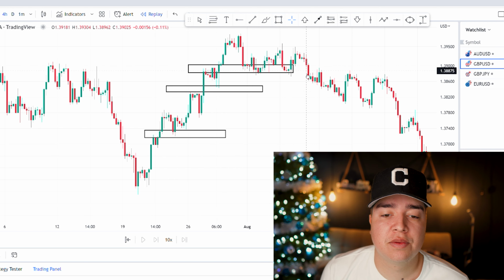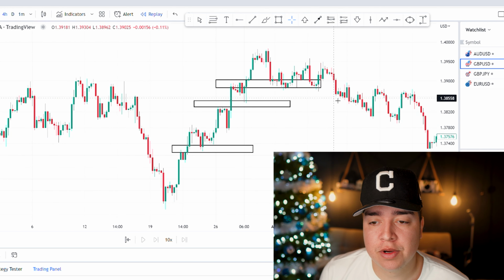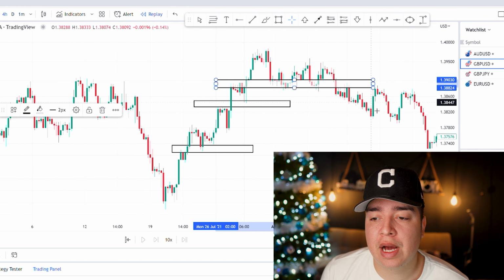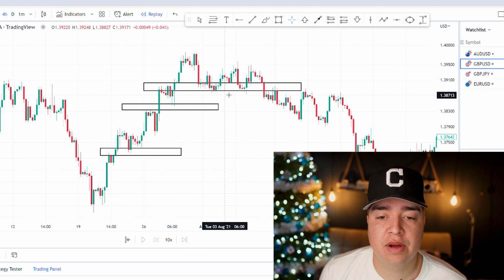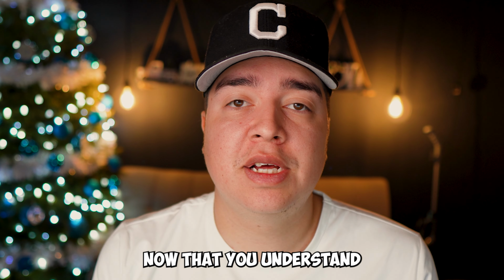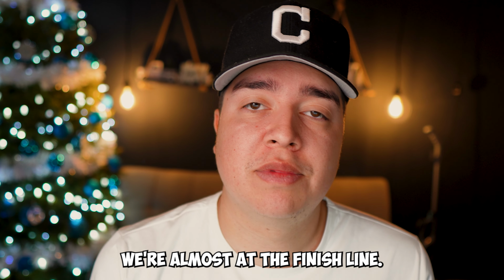You see it's always going to be there and it's always going to be respected. And then once we break that, we're going to be going down. It's a reversal. You see how it came up here, it struggled a little bit, and it went down. Now that you understand support and resistance, we're almost at the finish line.